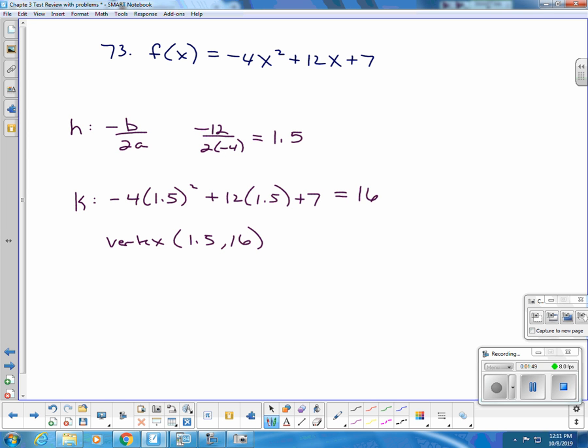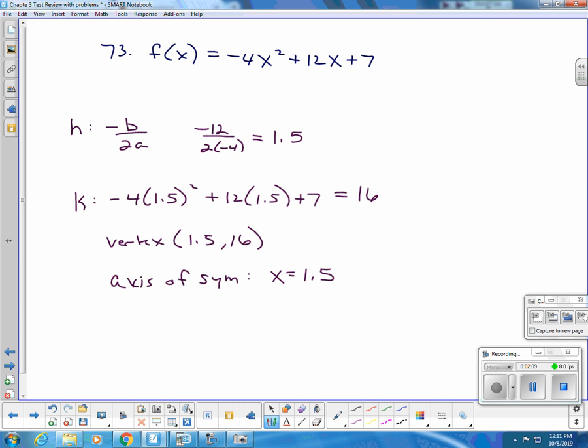What is the axis of symmetry? What is it? 1.5. X equals 1.5. So remember, if you don't put the X, I'm going to take a point off. So make sure you're writing X equals. It's a line.